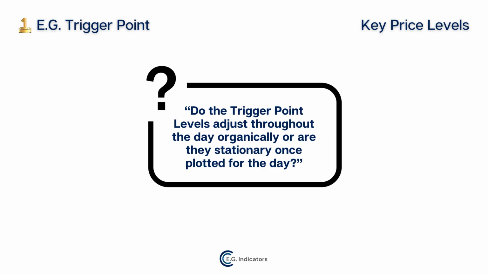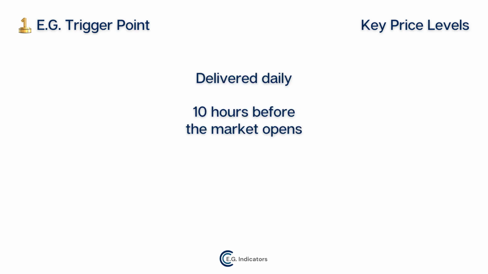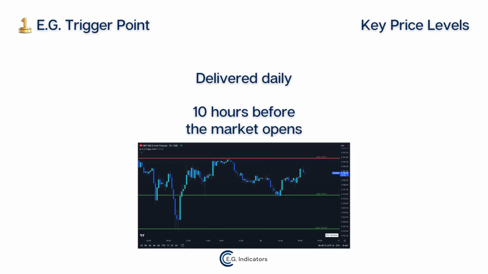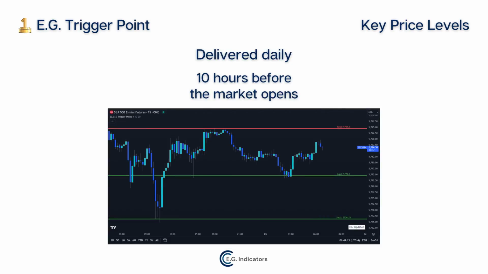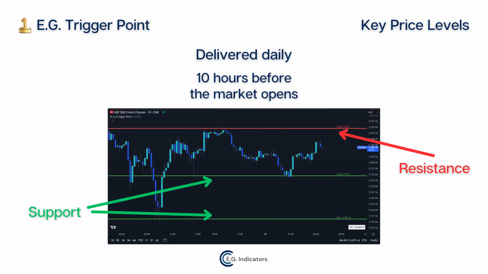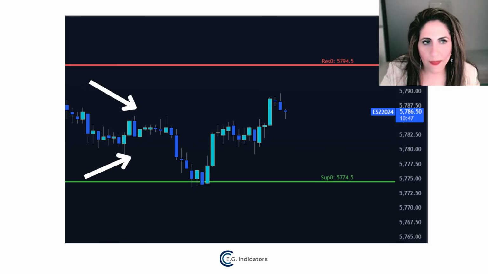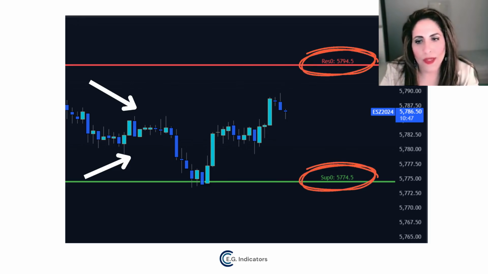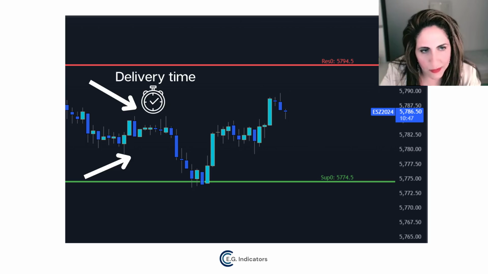So our trigger points are key levels provided to you daily, 10 hours before the market opens. And here is an example. Each trading day has a unique set of trigger points, red for resistance and green for support. When the levels are delivered to you guys, the market is located in the middle, between res zero and sub zero. So this is the delivery time.